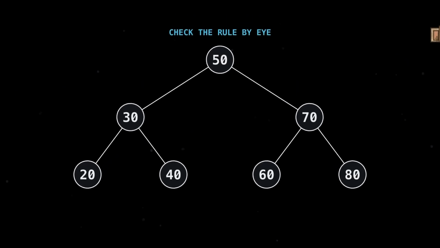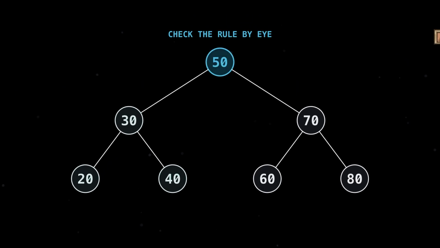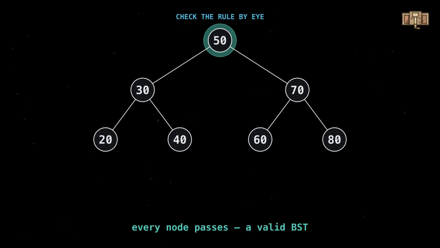Now let us check the rule by eye. At the root, everything on the left is under 50 and everything on the right is over 50. At 30, the left is under 30 and the right is over 30. Every node passes the test. So this is a valid binary search tree.